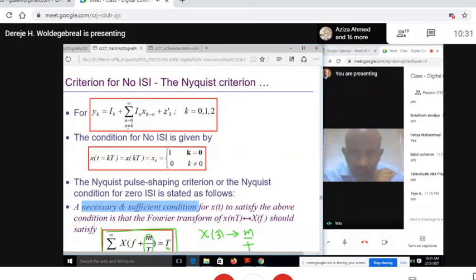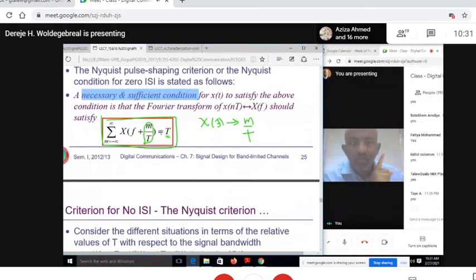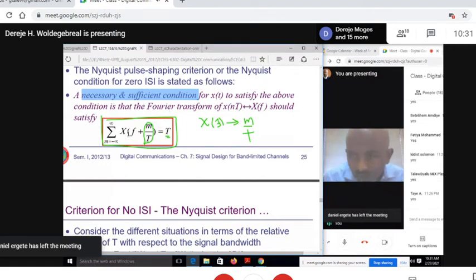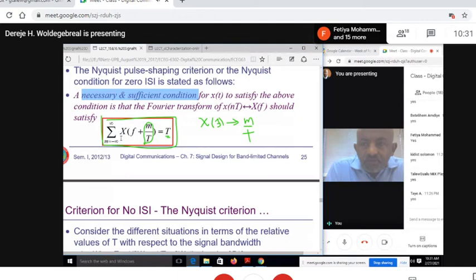This is a condition on x of t. So you have x of t and then you have x of f. X of f is the Fourier transform of x of t. Now, the condition is that the summation of x of f plus m over capital T should be a constant.